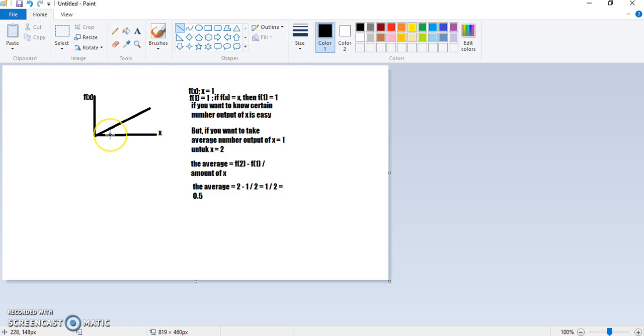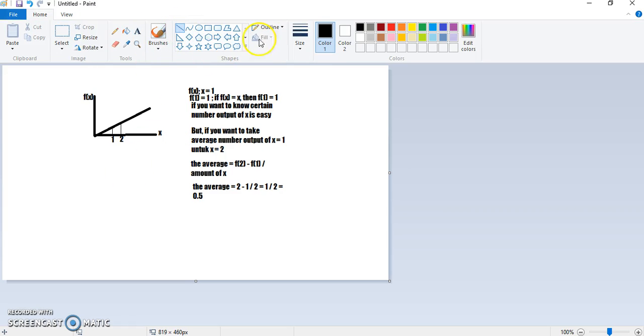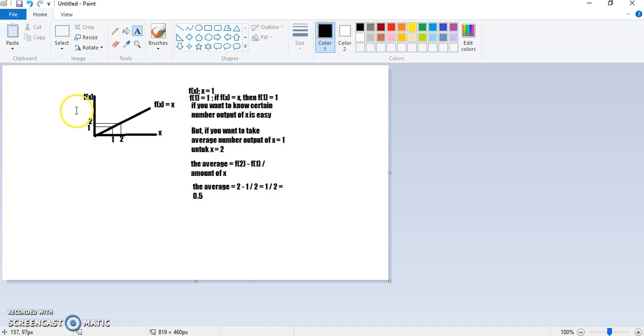So the average number of f(x), let me see, let me reduce the thickness, the size of the line. So for instance, this is 1 and this is 2, and you want to average the number of f(x). Well, for instance, this is also 1. No, not for instance, this is also, so I add the function, so you might be getting clear that the average is 2.